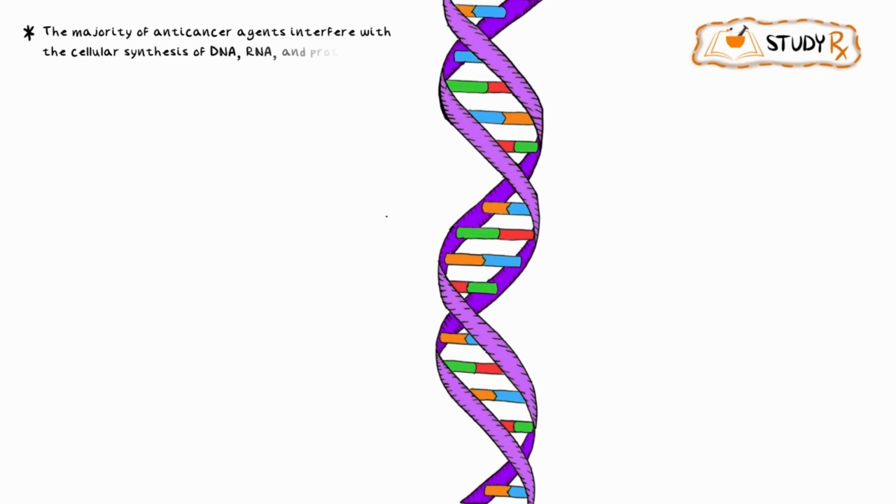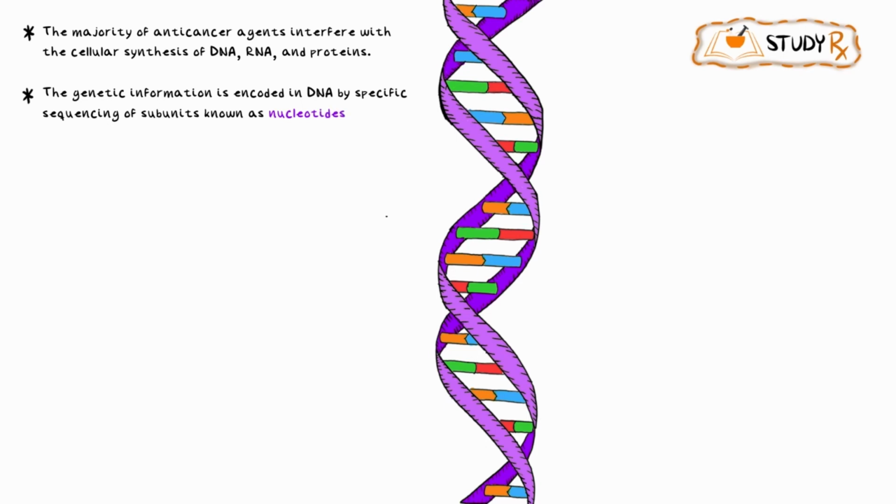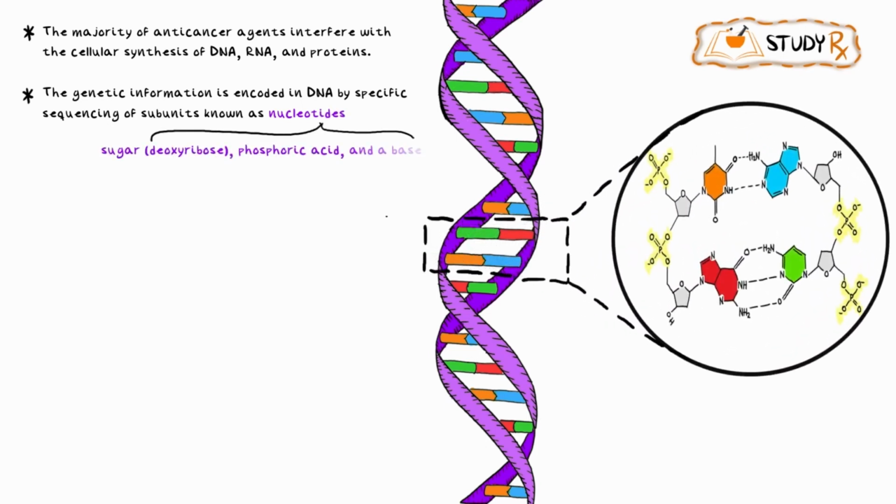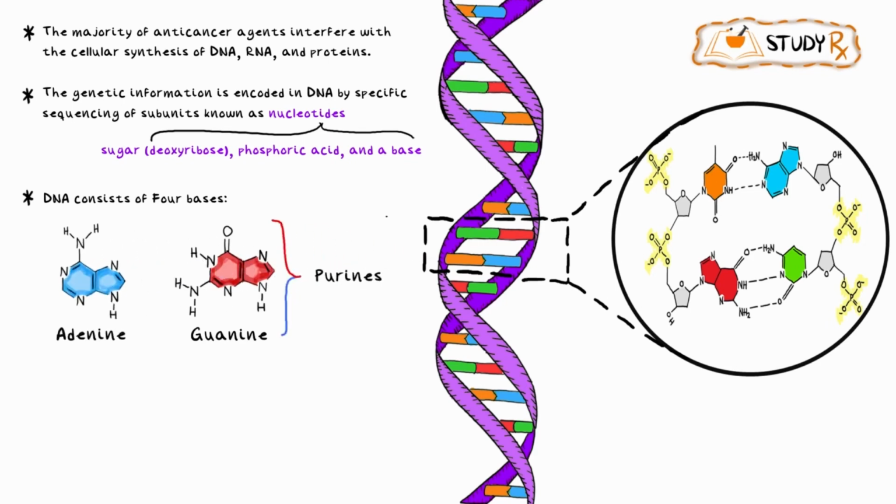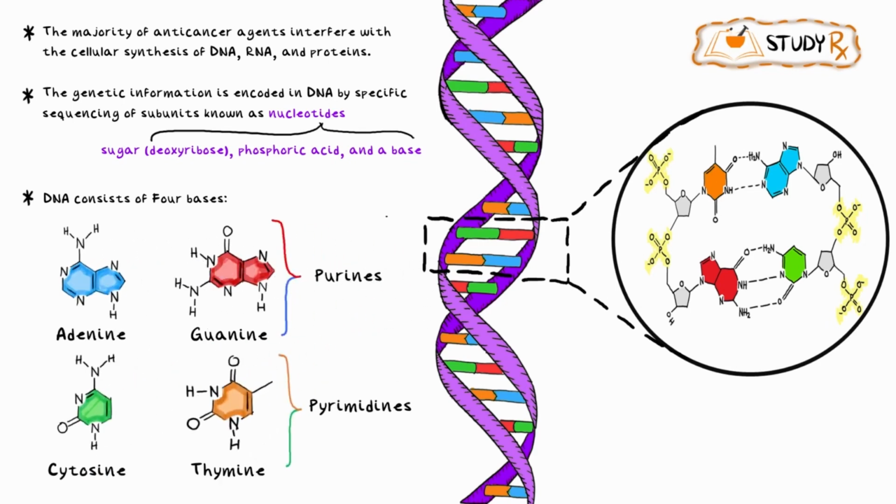Most anti-cancer agents interfere with the cellular synthesis of DNA, RNA, and proteins. Let's run through a few basic principles of molecular biology. The genetic information is encoded in DNA by specific sequencing of subunits known as nucleotides. Each nucleotide consists of deoxyribose, a sugar, phosphoric acid, and a base. Practically, there are 4 bases that exist in the double helix DNA. The 2 purines are adenine and guanine, in contrast to the 2 pyrimidines, thymine and cytosine.